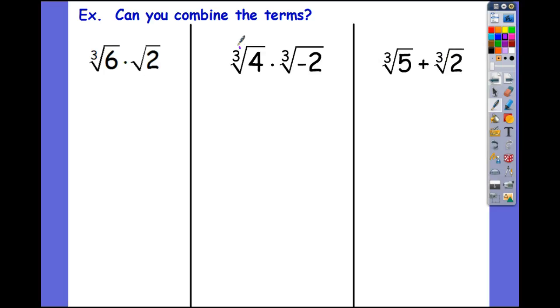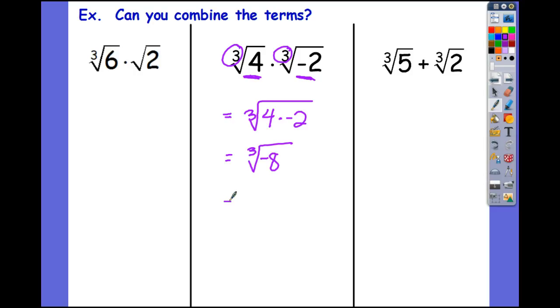So if I have the same index, you can certainly combine these and say cube root of 4 times -2, or the cube root of -8. Now, why is this useful? Well, I don't know what the cube root of 4 is. It's not an integer. I don't know what the cube root of -2 is. But if I multiply these, I certainly know that the cube root of -8 is -2.